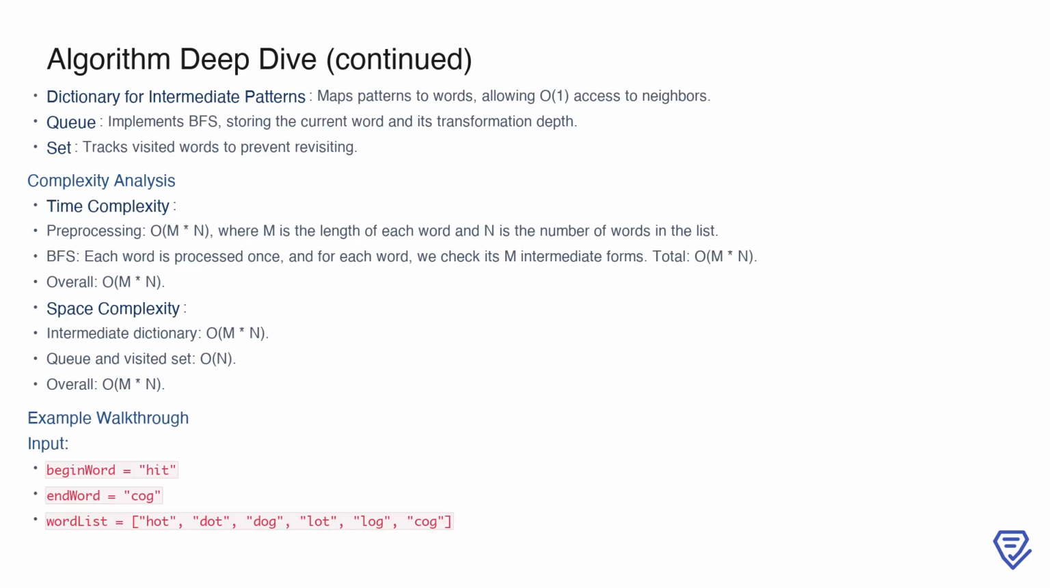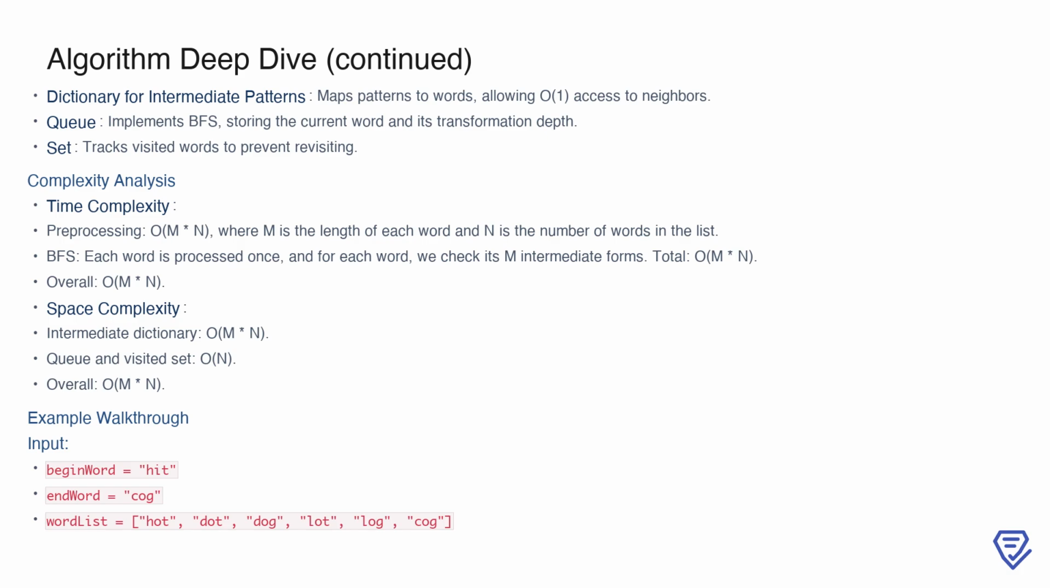The BFS approach relies on several key insights and data structures that ensure its efficiency and correctness. First, BFS is particularly well suited for this problem because it guarantees the shortest path in an unweighted graph by exploring all nodes at the current depth before moving deeper. The use of intermediate patterns, such as *ot or h*t, is another crucial optimization. These patterns allow us to efficiently find all valid one-step transformations without explicitly generating all possible combinations.